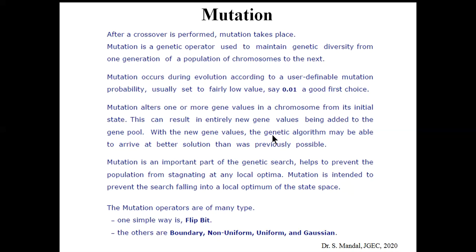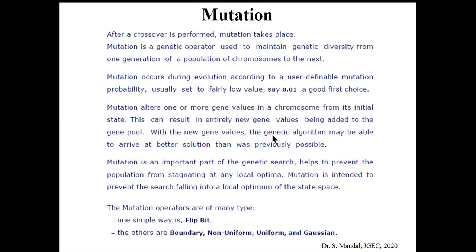If some solution has been stuck in the local optima, it is not possible to move out from there unless a new value or new characteristic is introduced. So for that purpose mutation is an important part of the genetic algorithm. It helps to prevent the population from sticking at any kind of local optima. Mutation is intended to prevent the search from falling into the local optima of the state space.